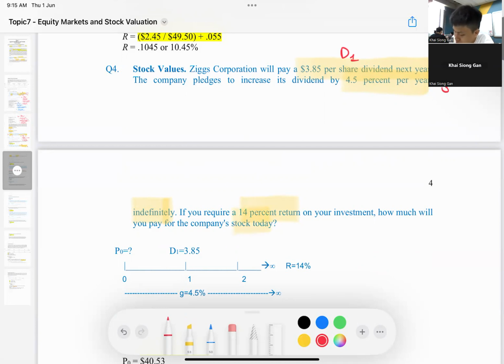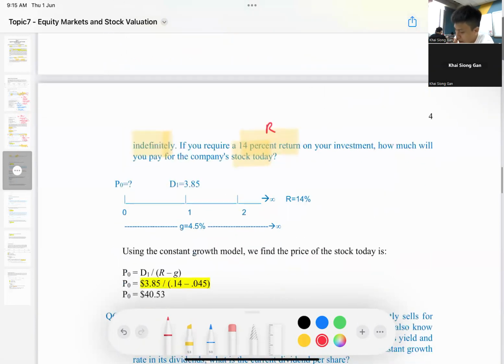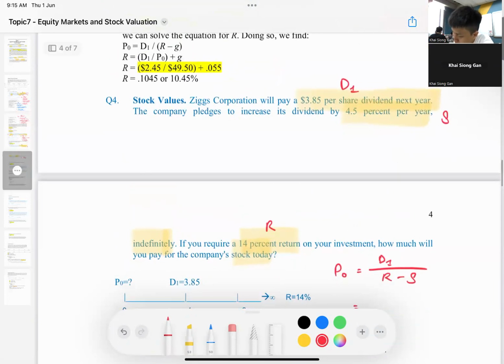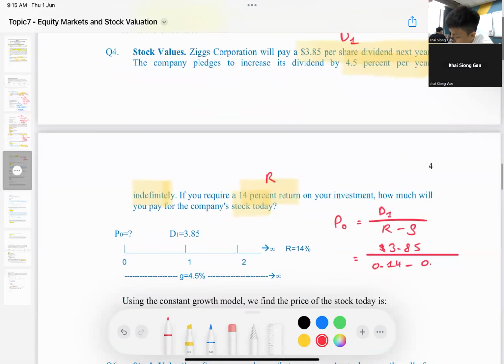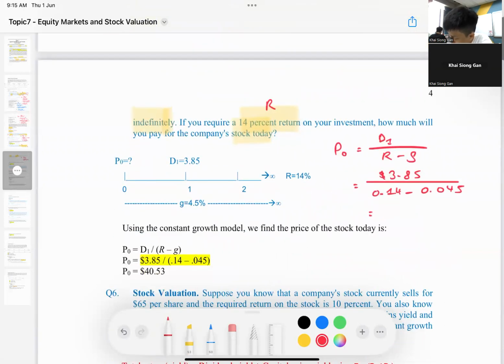Wow, easy question. You see, you also know how to do it already. Correct or not? So we use back the same formula. P0 equals D1 as a proportion of R minus G. You've got all the values. D1 is 3.85, so 3.85 as a proportion of the required return 0.14 minus G, which is 4.5%, 0.045. Put that into your calculator and you can surely get your answer ready. Easy peasy.